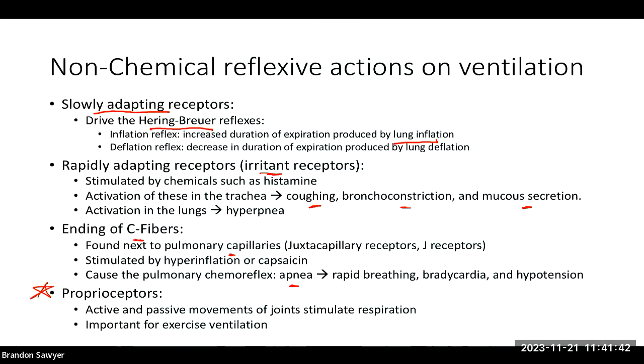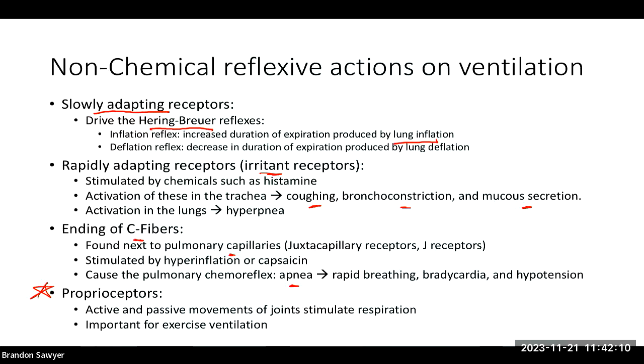Yeah, it's kind of this weird reflex that I think can be used sometimes in diagnosis of some things, but it leads to this weird apnea where you stop breathing for a second, and then there's this rapid breathing and your heart rate drops. I think there is some clinical application. I'm not remembering that one exactly right now, that they can test for certain things with that reflex, but yeah, it's kind of strange.